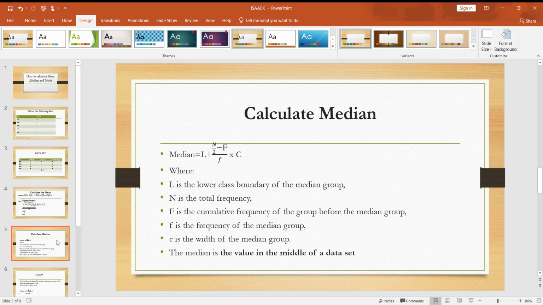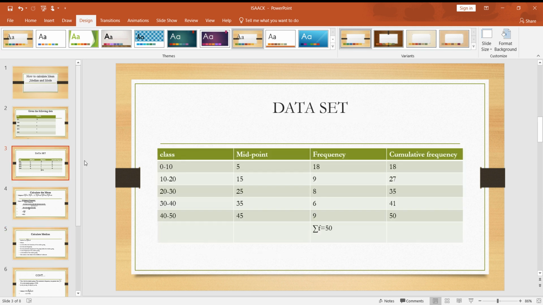The median. Median is the value in the middle of the data set. Our frequency is 50. Then the value in between the frequency, you divide 50 by 2, you get 25. Then that means that our median lies in the class of 10 to 20, the midpoint of this data set.